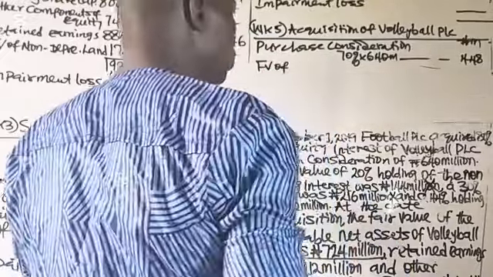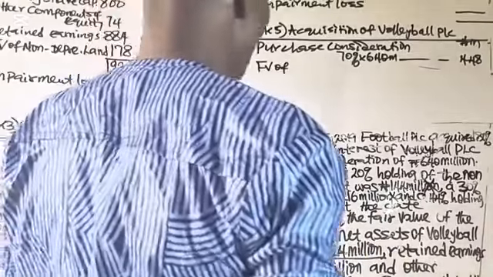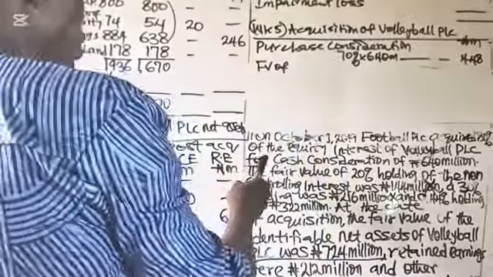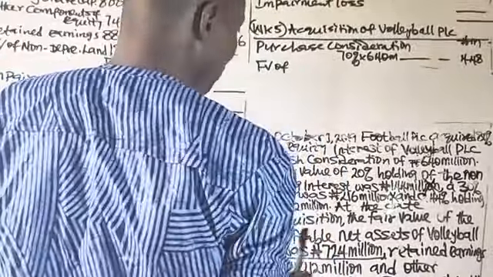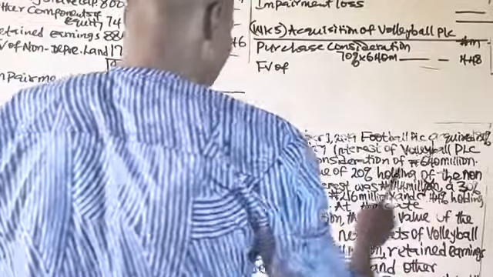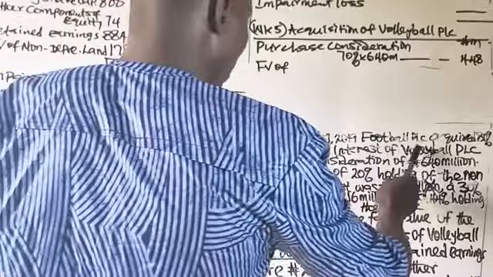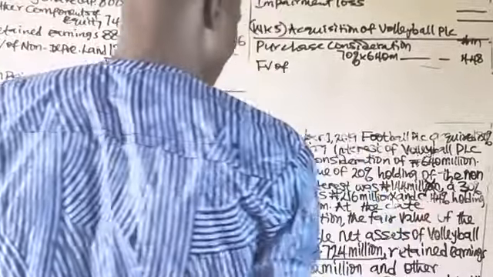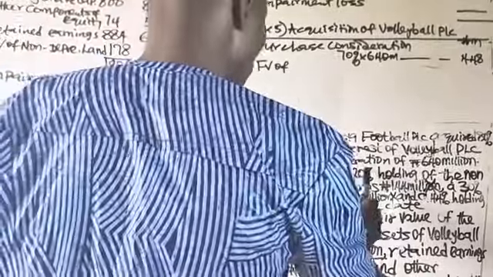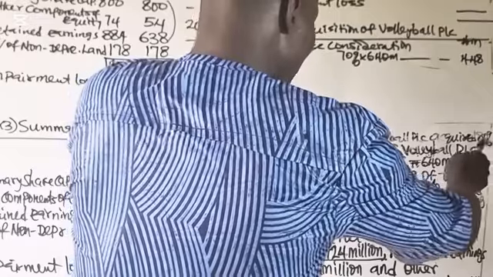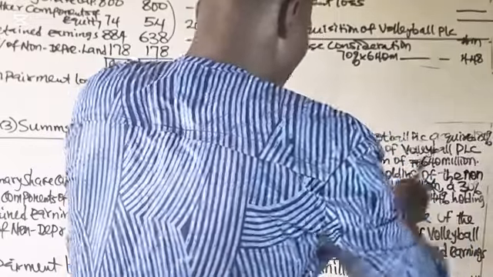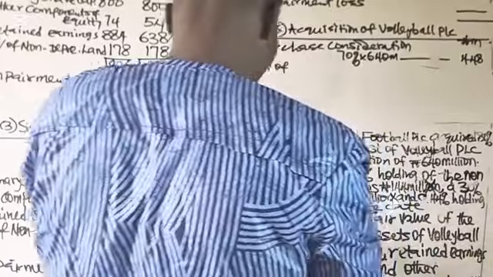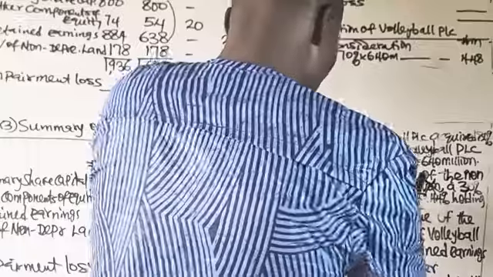The next item is the fair value of non-controlling interest. Remember, you were told in note 2 that on 1st of October 2019, Football PLC acquired 80% of the equity interest of Volleyball PLC for cash consideration of 640 million naira. The fair value of 20%, that is when 80% was acquired, then you have 20%. The fair value of 20% holding of the non-controlling interest was 144 million.